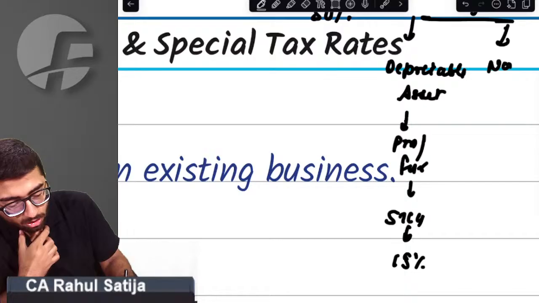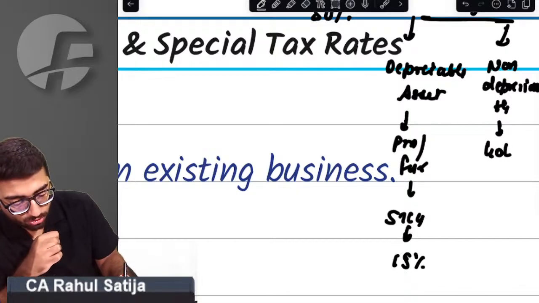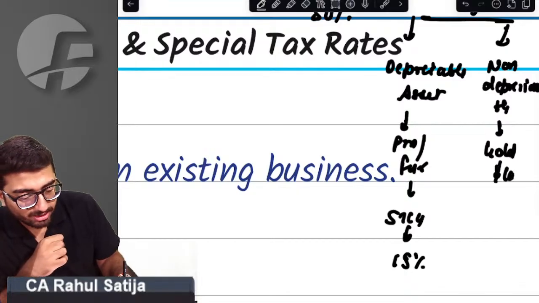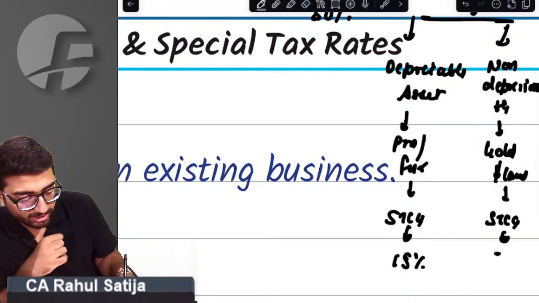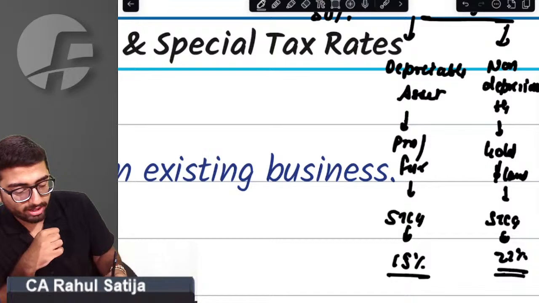But if it is on account of a non-depreciable asset, for example, we sold gold or land, sir, then the short-term capital gain will be taxable at the rate of 22%.